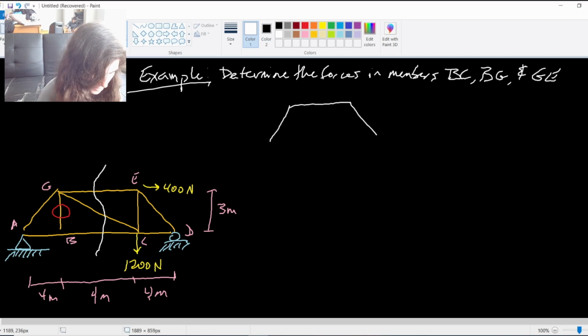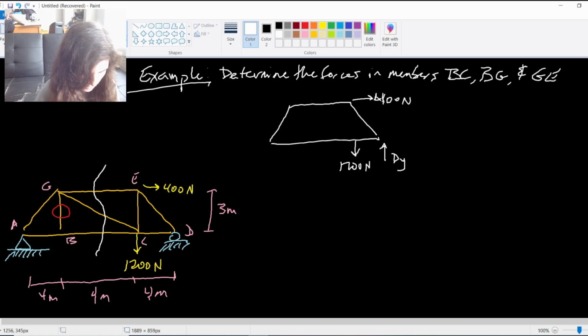So my full truss here, full body diagram, I have a 400 Newton applied force, as well as a 1200 Newton applied force. And then, of course, my reaction forces. One in the y direction at D, at the roller at D. And then an x and y reaction at A due to the pin at A.